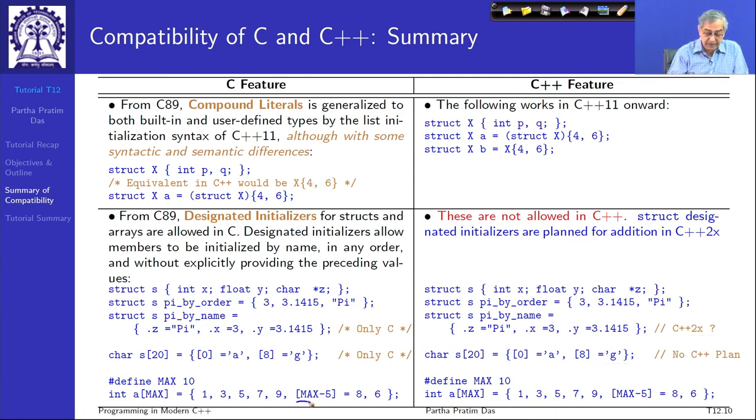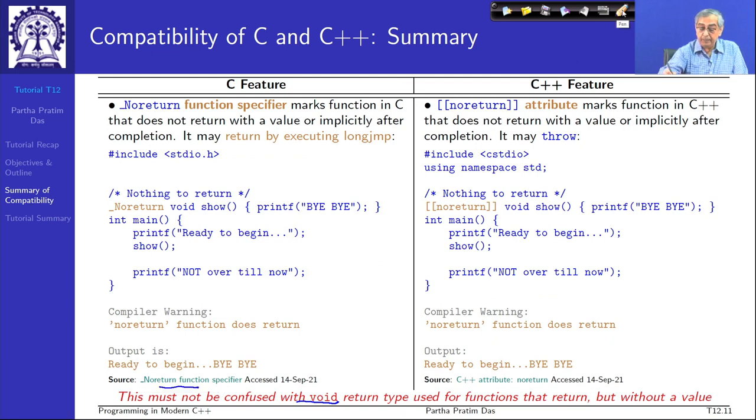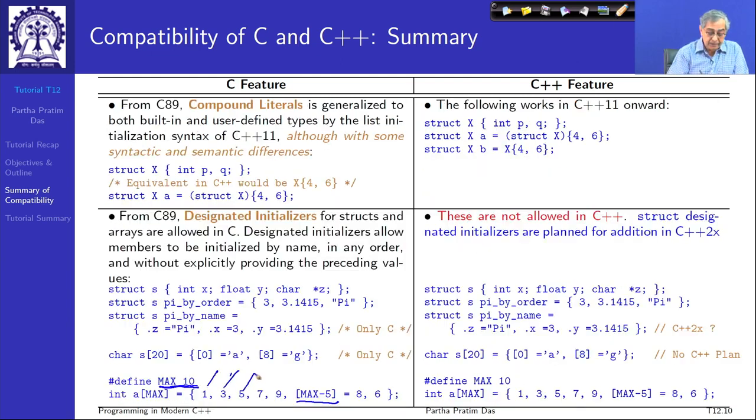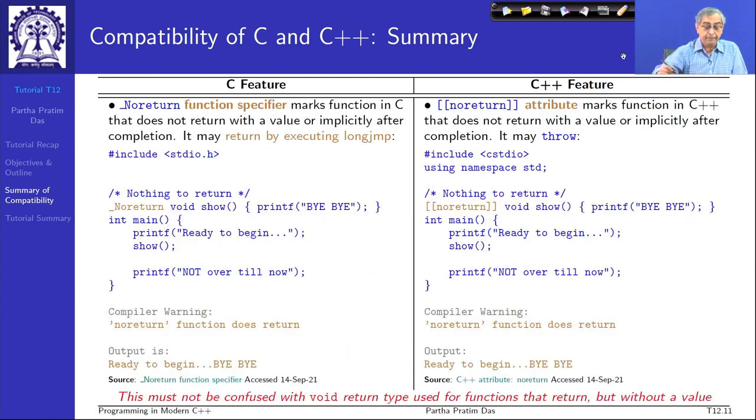For example, you can see here I have said that max is 10 and some initial elements are given in order, and then I say, okay, max minus 5, that is 10 minus 5, the fifth element is 8. I can mix this also in designated array initialization. So, this is the difference in terms of designated initializer for struct and array.